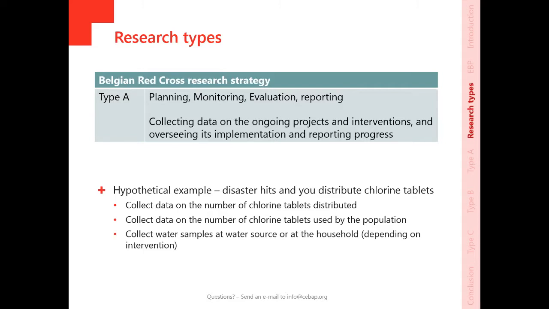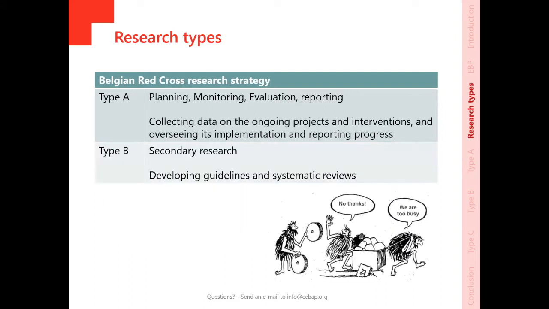Also, if you notice that none of the tablets are being used and water samples are still showing high levels of contamination, this should tell you that your intervention is not working as planned and that you should adjust your strategy. A second type of research is type B research, and this one involves secondary research.